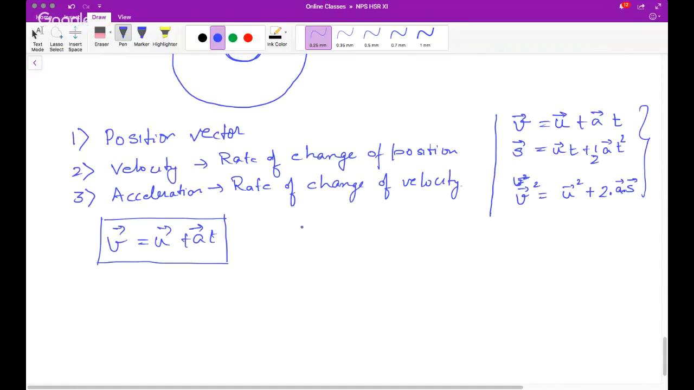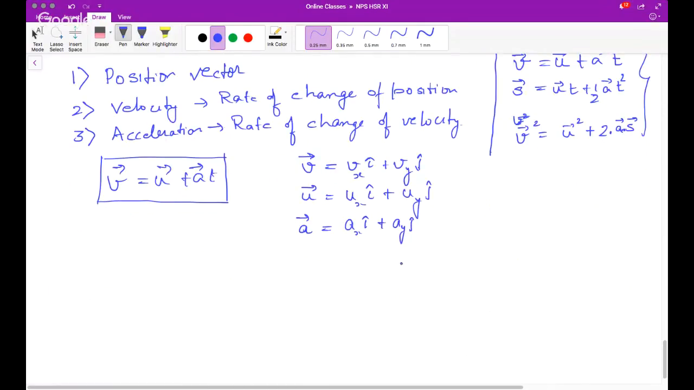As we learned in resolution of vectors, let's use that part. So v can be written as vx i plus vy j, and u again could be ux i cap plus uy j cap, and similarly acceleration a was ax i plus ay j. Right? So let us now substitute equation number 1, equation number 2, equation number 3 in this equation.